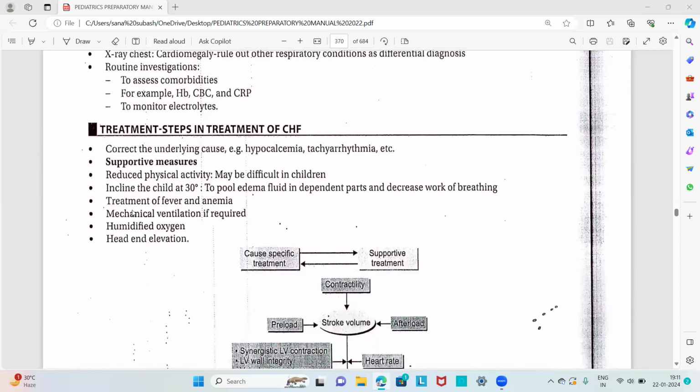Then about the treatment. It is also asked as a short answer, a short note: what are the treatment steps in the treatment of congestive heart failure? That is also asked as a short note in the university examination.